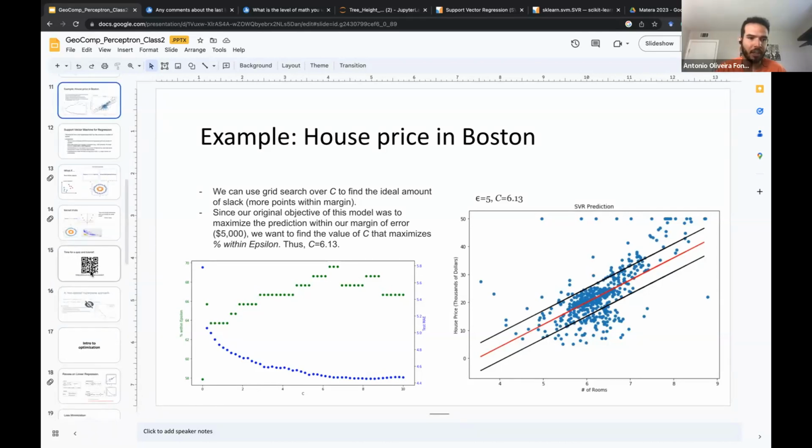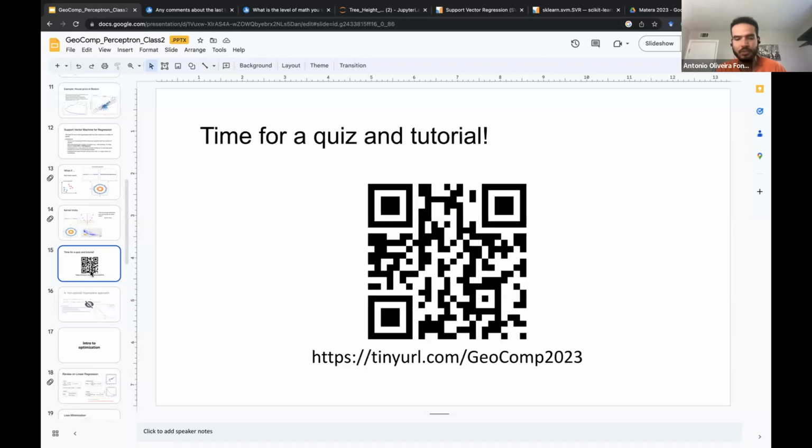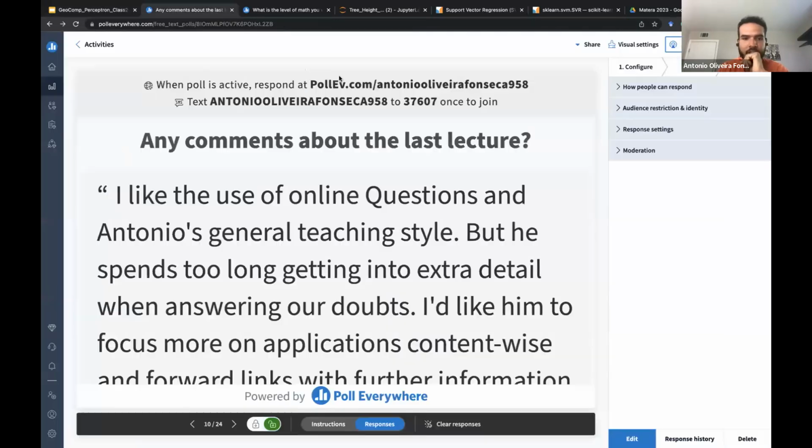So I think it would be nice to have a little quiz before we get to the tutorial. I'm going to activate it. So please scan this. You also received the link to it in our chat here. So let me close this.